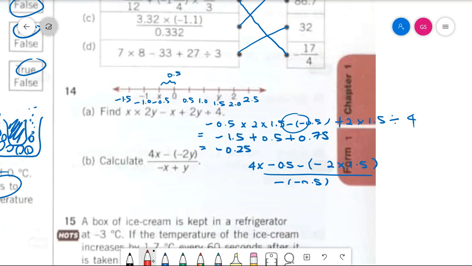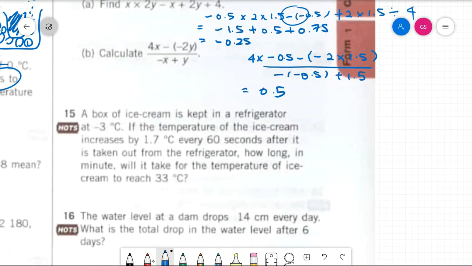So let us go back to the equation. 0.5. Then plus another y. Y is how much? Y is 1.5. So you have to do all together and you will get the answer. Let us just punch everything in, because it's very simple with your calculator. Negative 0.5 minus negative 2y, y is 1.5. After that you will get the bottom. So the answer is half, 0.5.